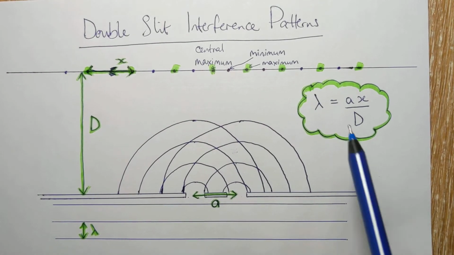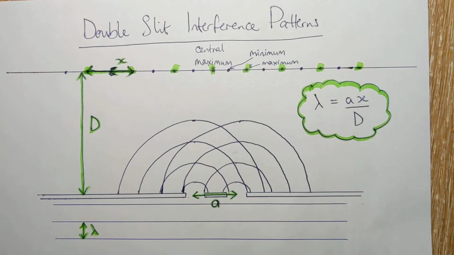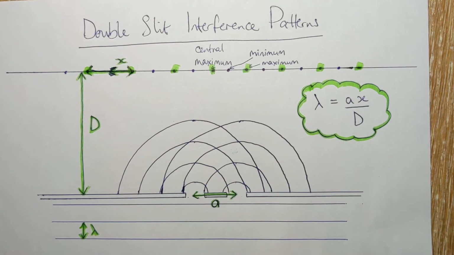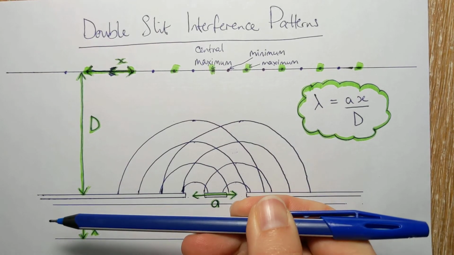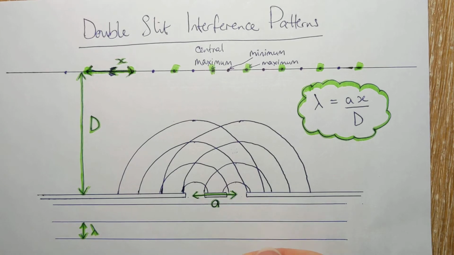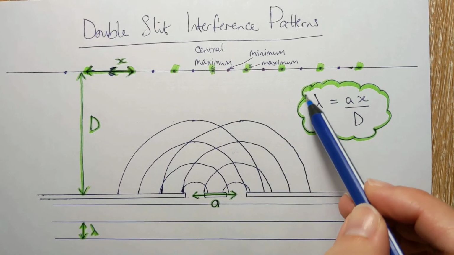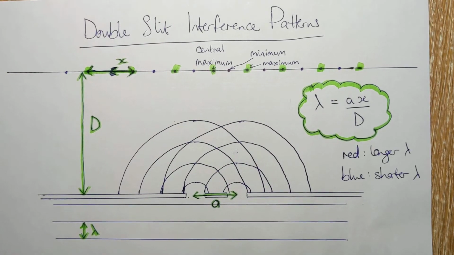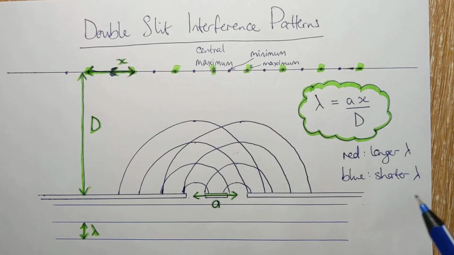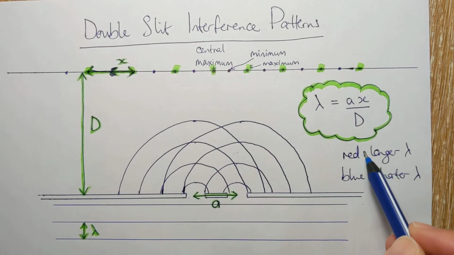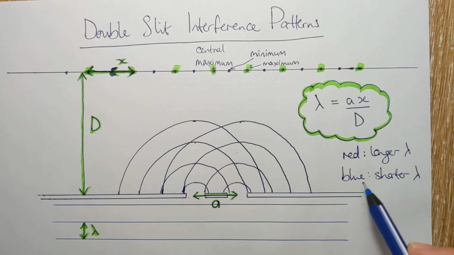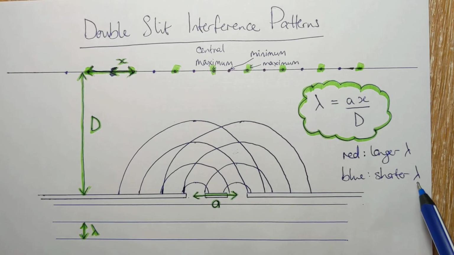The next video will look at using this formula, but just before we move to that, we'll just discuss what happens if we don't use light that's all the same colour. Well, if we have light that's different colours, then that means we've got different wavelengths. And let's say we're going to use white light, so that's a continuous spectrum of all the colours. Now, what is that going to look like? Well, red light has the longest wavelength of visible light and blue has the shortest wavelength of visible light.